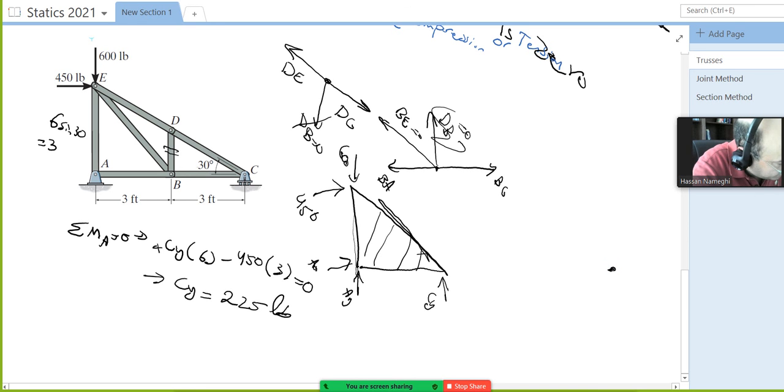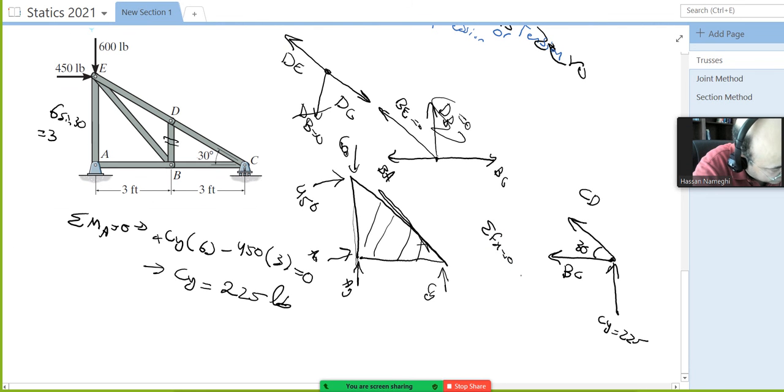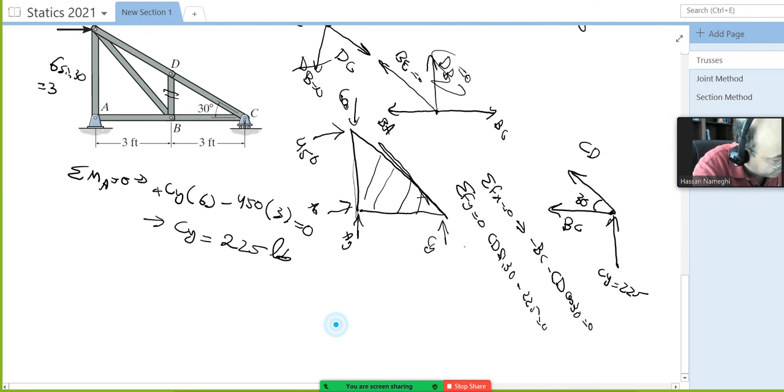If I have CY, I can start from joint C. At joint C, I have BC and I have CD. The angle here is 30. The force at C, the CY, looks like this, and CY is 225. So I can write the sum of Fx and sum of Fy at this joint, like what we do for any other problem. Sum of Fx equal to 0. On the x, we have minus BC minus CD cosine 30 equal to 0. On the y, I have CD sine 30 minus 225 equal to 0. So from this equation, you can find CD is equal to 225 divided by sine 30, which is going to be 450 again. So this would be 450 pounds, and that's in tension because you got it positive.